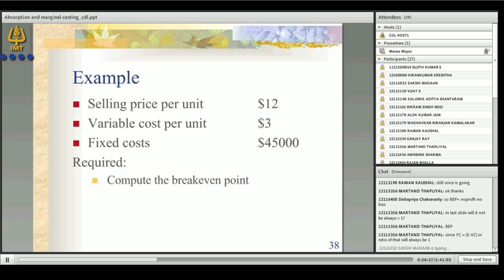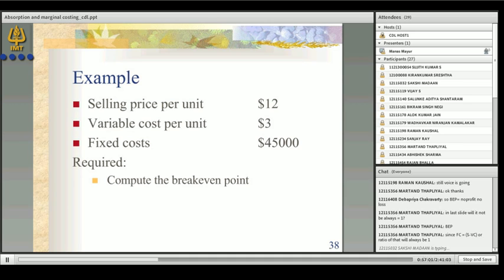And I am not going much into mathematical detail because you are all going to appear in online mode exam, so you won't be asked any long answer based question. So that is why I am concentrating more on the concepts and less on the discussion or the essay part questions. So let us take an example. Suppose selling price per unit is $12, variable cost per unit is $3, fixed cost is $45,000. Then you are required to calculate break even point.